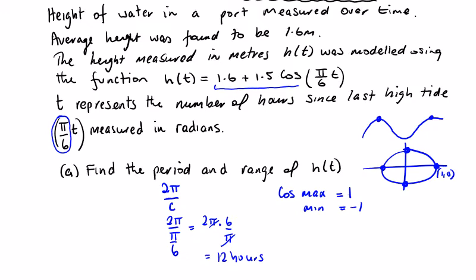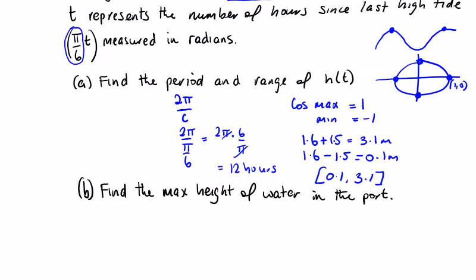So the max value here is going to be 1.6 plus 1.5 times 1, which is 3.1 meters. And the min value is 1.6 plus 1.5 times minus 1, or minus 1.5, which is equal to 0.1 meters. So we write our range like this, 0.1 to 3.1.